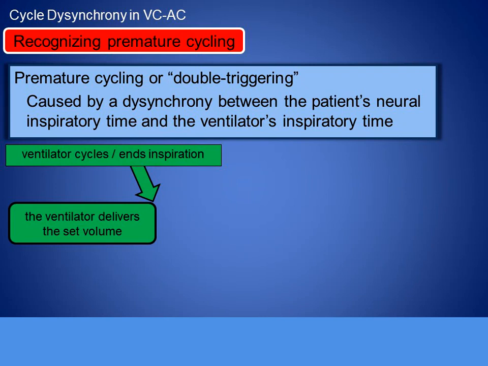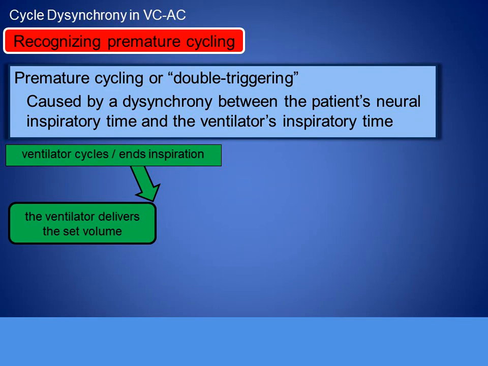And I think what you have to appreciate is what is really happening logistically in the patient-ventilator interaction. So what is occurring here is that the patient's neural inspiratory time is longer than the ventilator's inspiratory time. So the patient's brain is telling them to breathe, and that neural inspiratory time ends up being longer than the ventilator's inspiratory time. And so what occurs in this cartoon as we advance through the slides is that the ventilator delivers a set volume, and because we're in VCAC and volume cycles the breath off, or is what ends inspiration, that's what's occurring here.